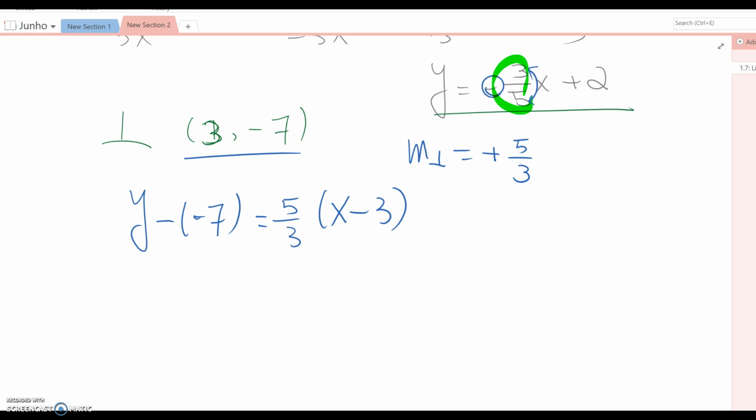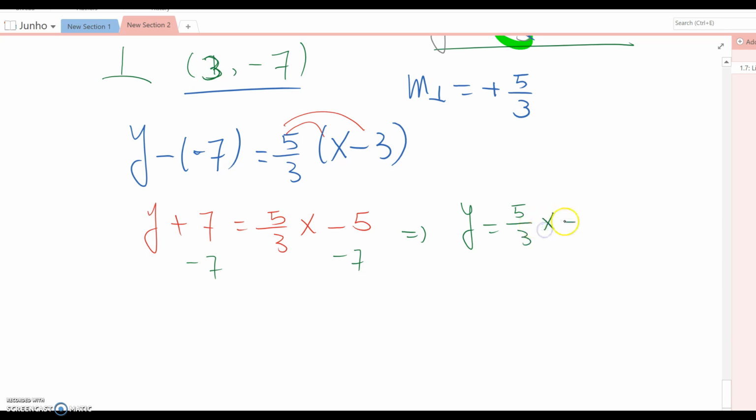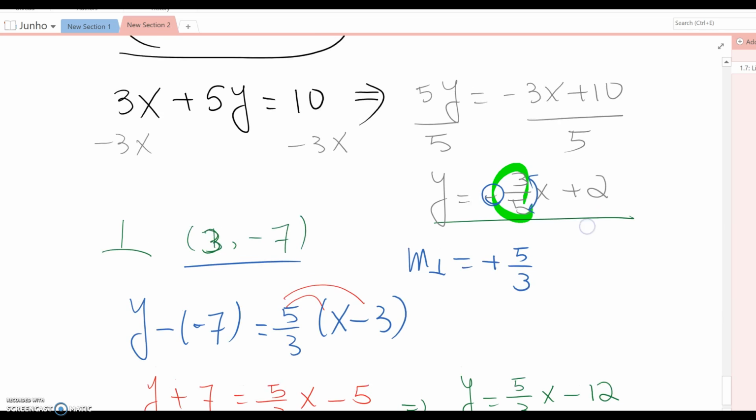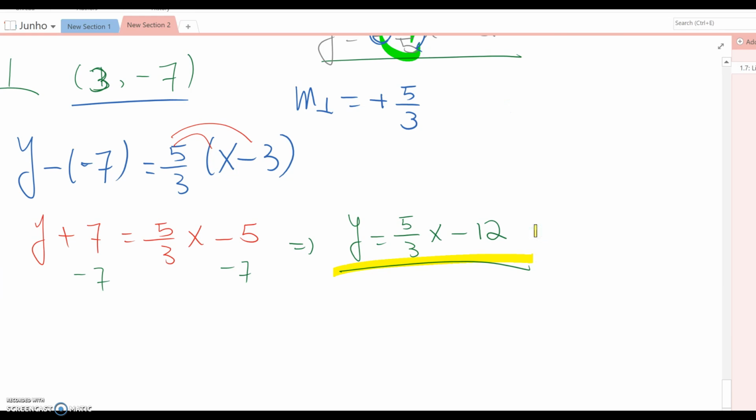Now, you distribute, then y plus 7 equal to 5 over 3 x minus 5. And now you subtract 7, then y equal to 5 over 3 x minus 12. So that should be the answer for this problem. But like before, when we talked about parallel lines, because the given equation is in standard form, let's switch this to standard form as well.